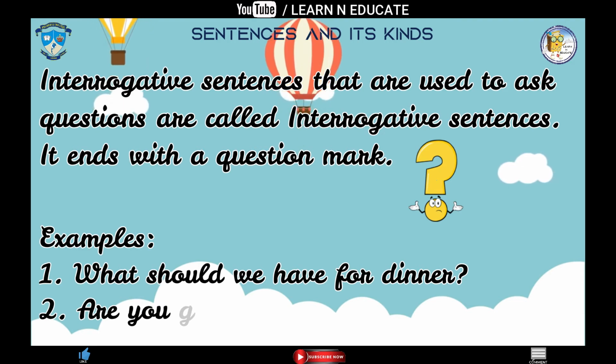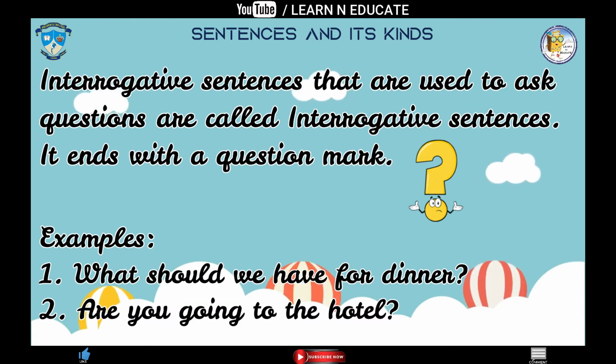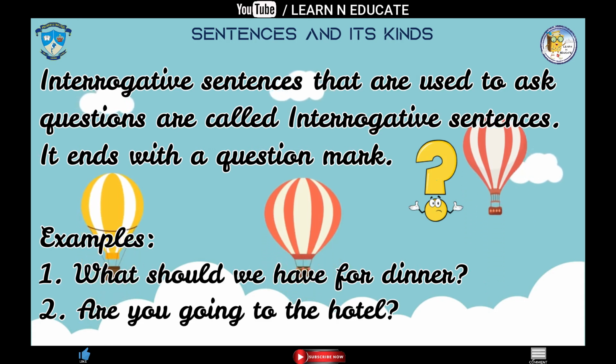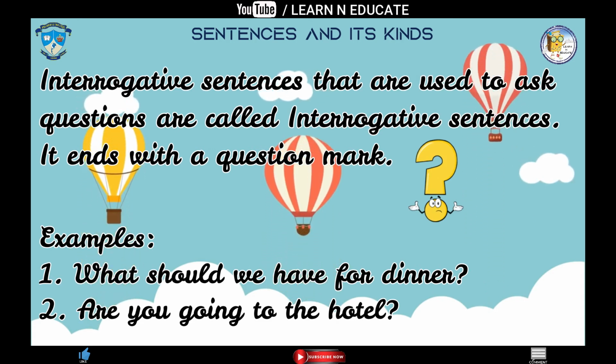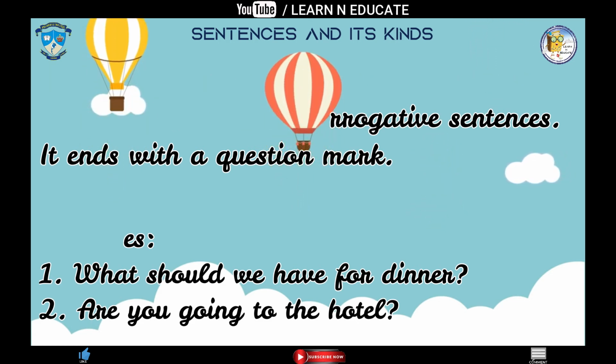Next example. Are you going to the hotel? Yes, I'm going to the hotel. Or no, I'm not going to the hotel. So it's a question. Are you going to the hotel? And definitely it will end with a question mark. So such type of sentences are known as interrogative sentences.